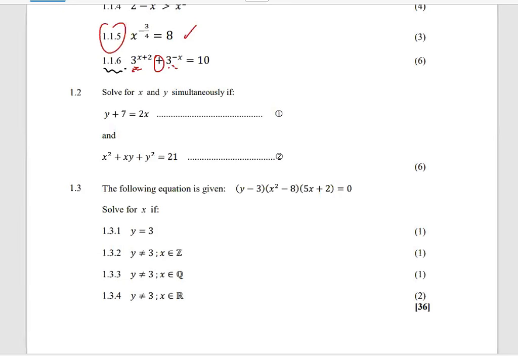I feel the examiners, oh, it's 6 marks. No? Yeah, that's fair. That's fair. I thought it was 3.